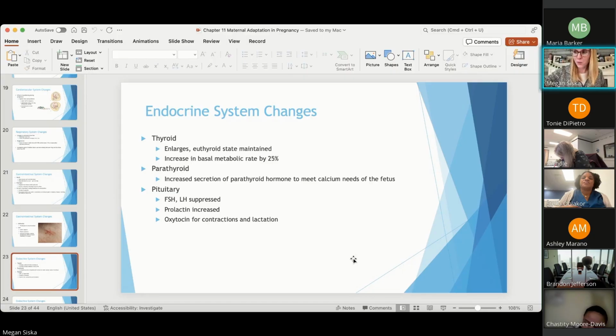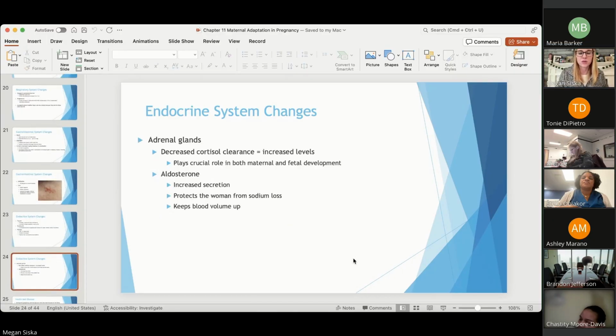Pituitary, we no longer need that FSH and LH, which remember was our follicle stimulating hormone and our luteinizing hormone, so they're currently suppressed. Our prolactin is increased, and our oxytocin is also circling around because it helps with contractions eventually, and then lactation, and prolactin helps with lactation as well.